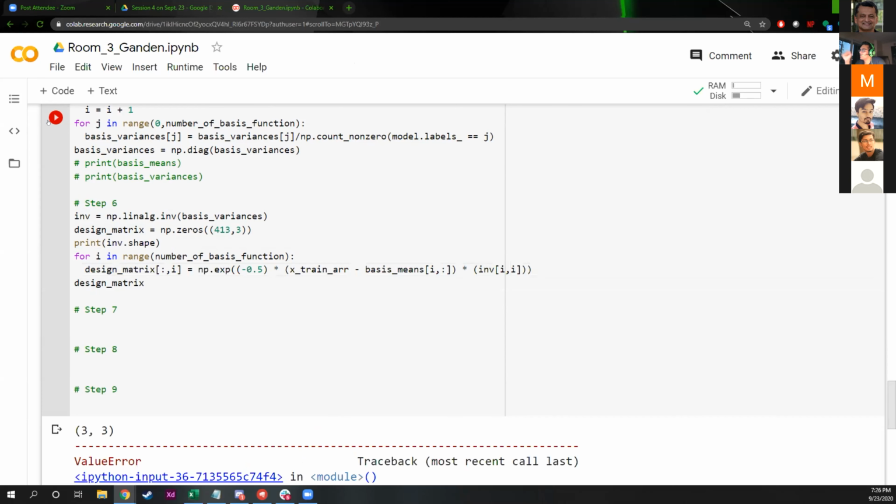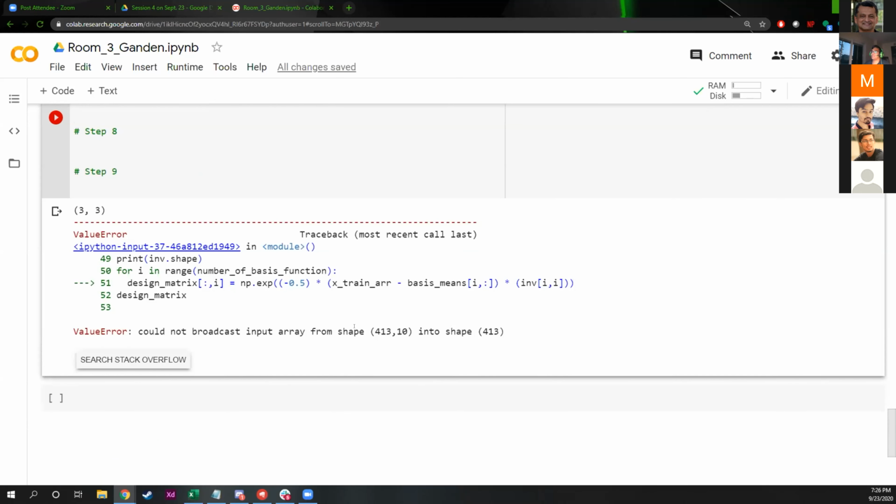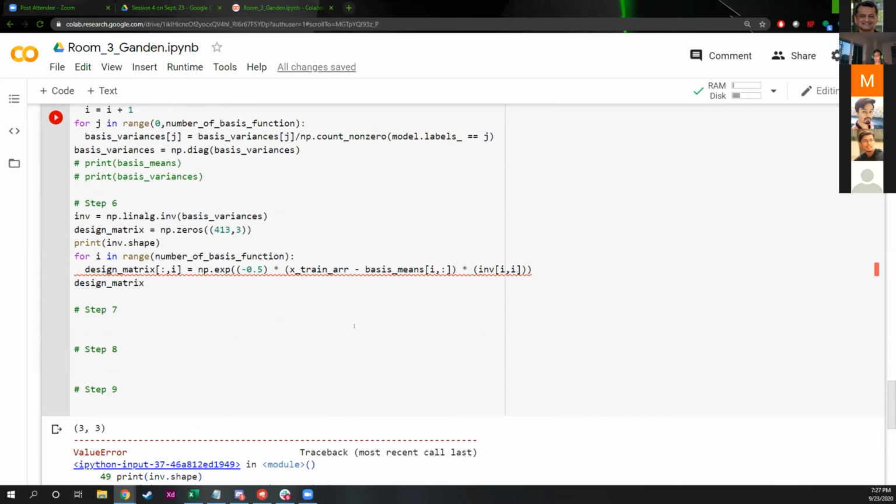This will work, but whether its formula is correct or not, what does it say? Can you scroll? It says could not broadcast input array 413 comma 10 into shape 413.